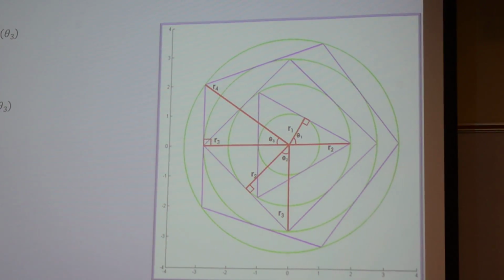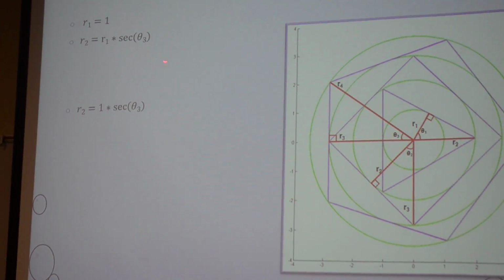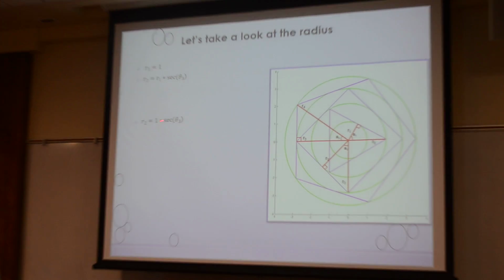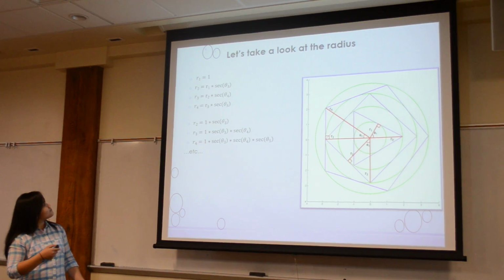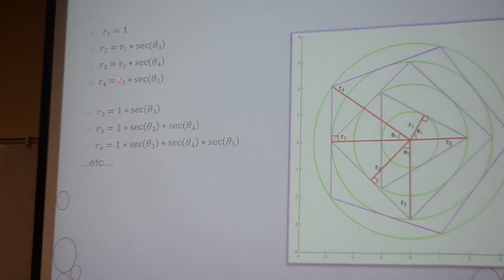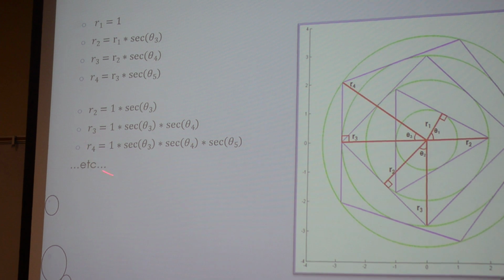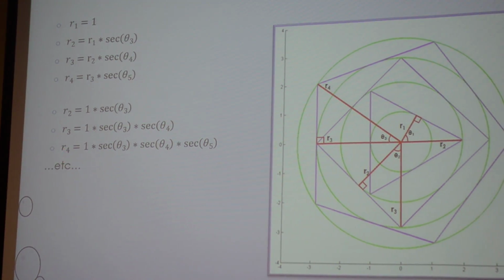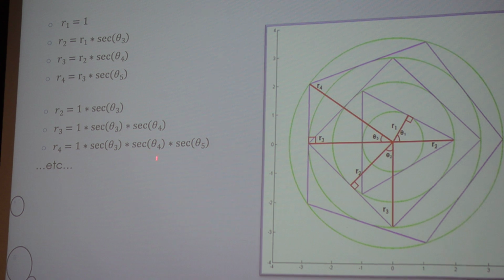Now I'm going to use a substitution. As we know that R1 is equal to 1, R2 equals R1 multiplied by secant of the angle 3. So R2 will equal 1 multiplied with the secant of angle 3 as well. Then by substitution, R3 will equal R2 multiplied with secant of angle 4, and so on. Therefore, as you put it together, R4 will equal R1, which is 1, multiplied with secant of angle 3, multiplied by secant of angle 4, multiplied by secant of angle 5, and so on to infinity.